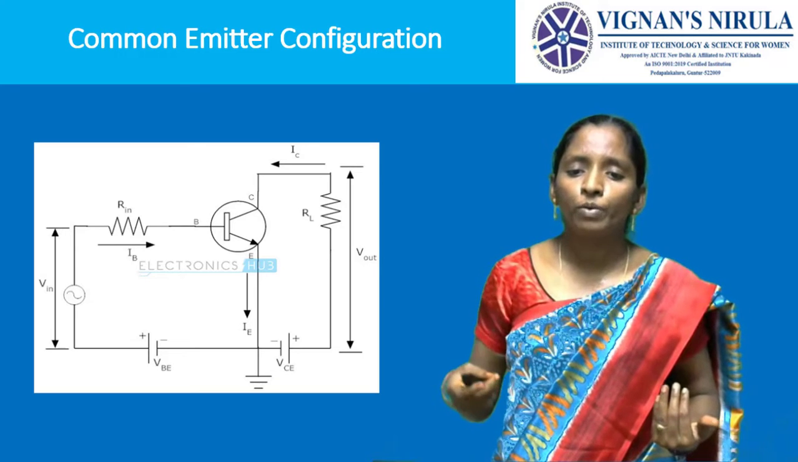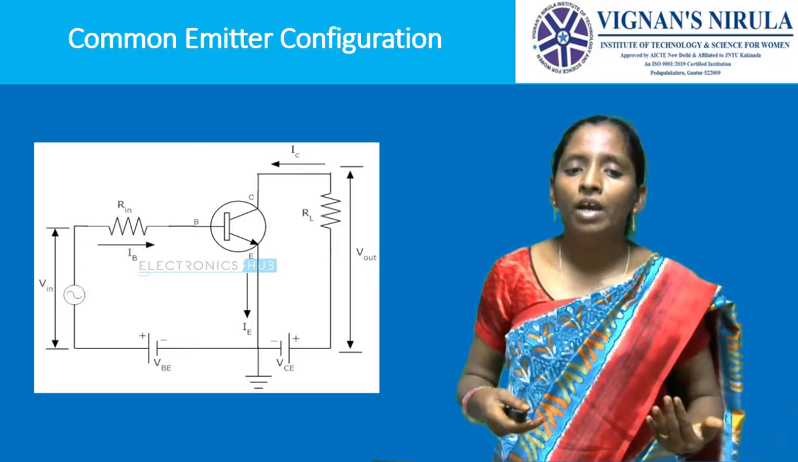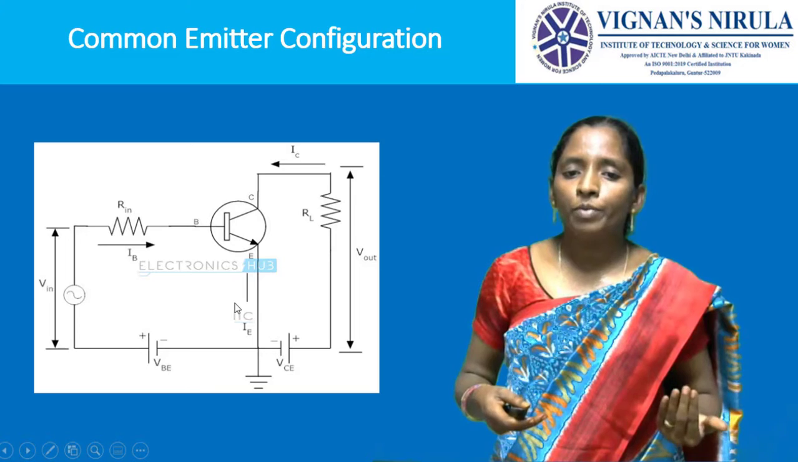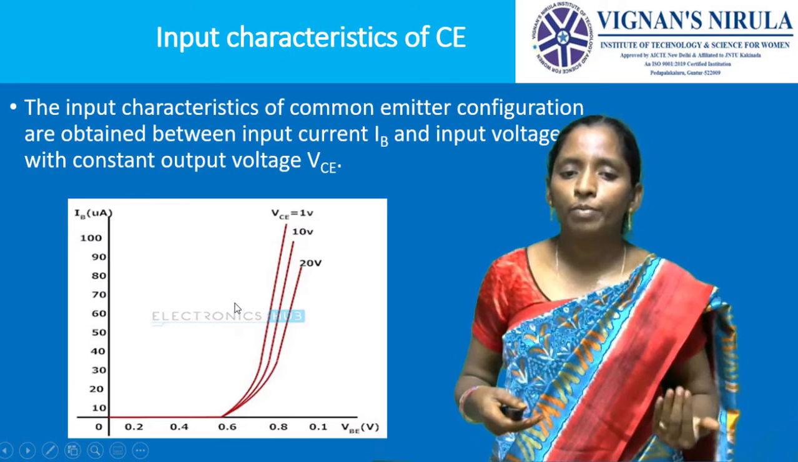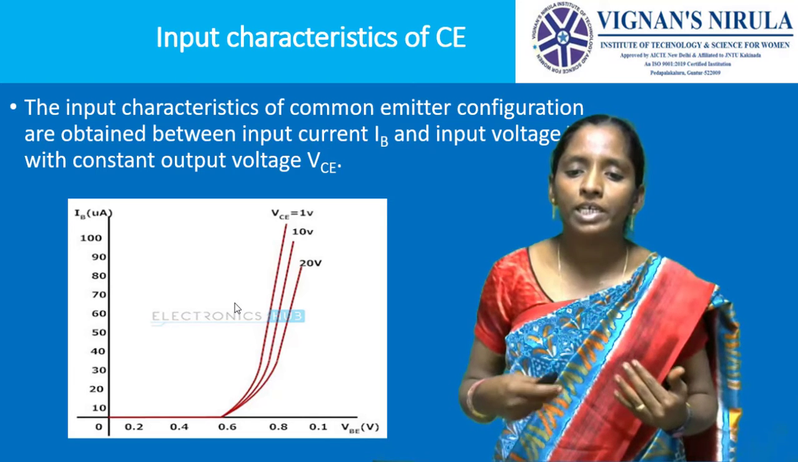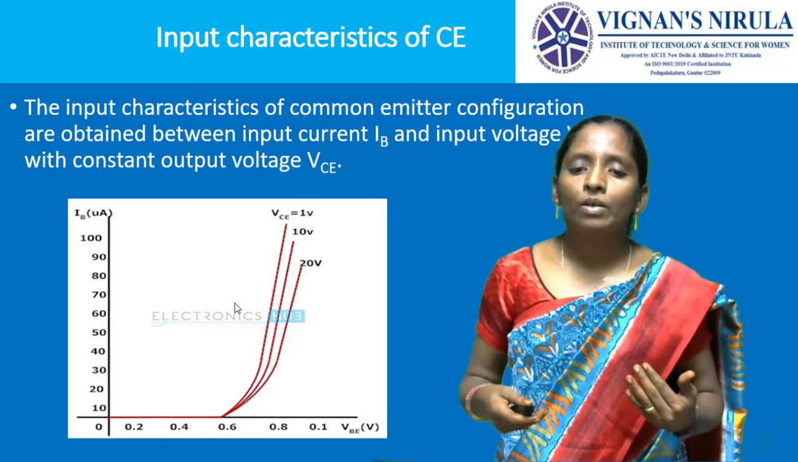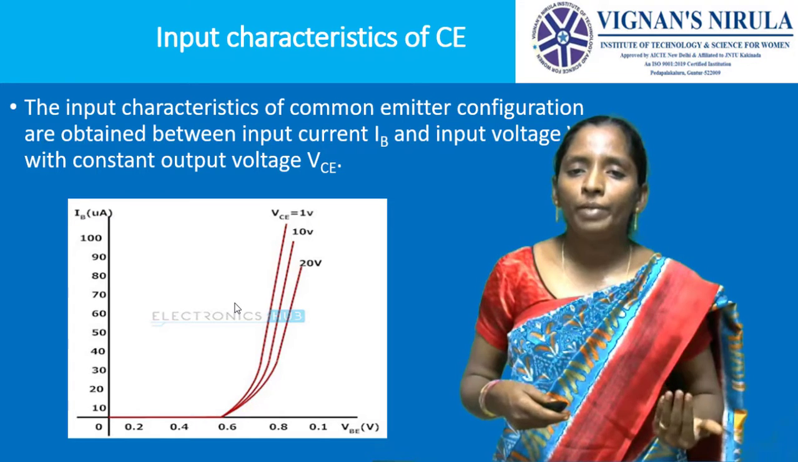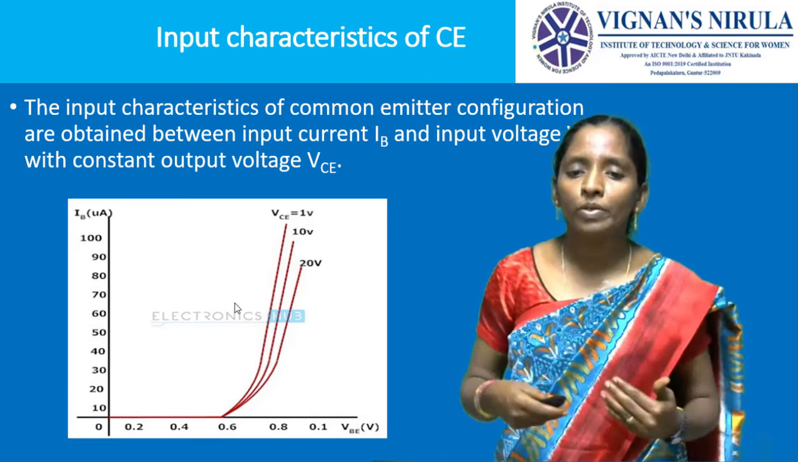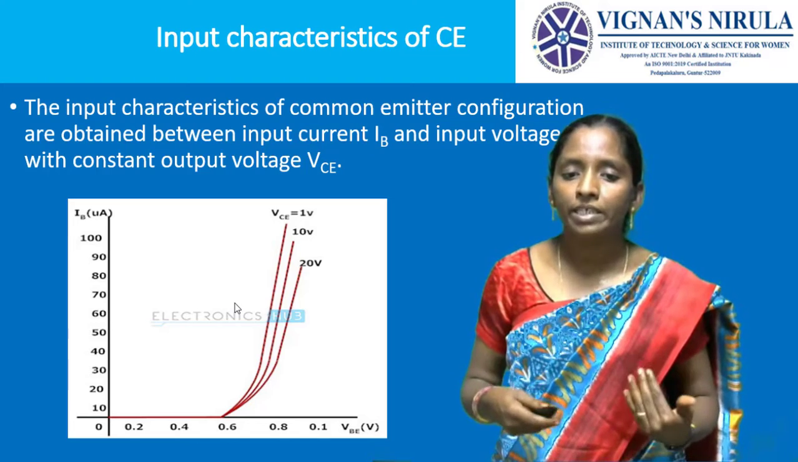First keep the output voltage VCE constant and vary the input voltage VBE and note down the corresponding input current. What is the input current here? IB is the input current. So note down the input current for 5 or 10 values, and change the output voltage to a different value. Vary VBE and take the readings of IB. Repeat the process for 3 or 4 values of VCE.